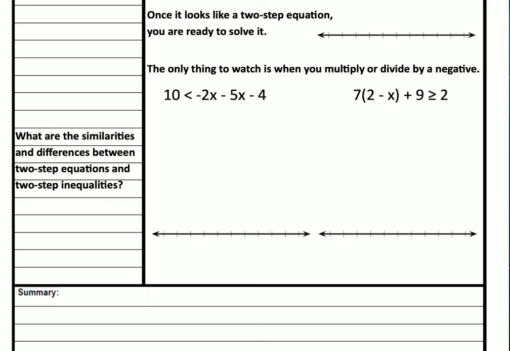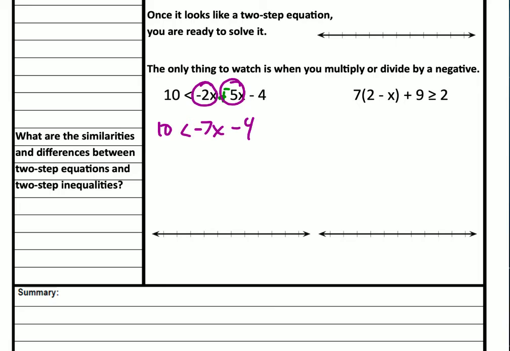So in the first one, we see 10 is less than negative 2x minus 5x minus 4. So we have too many terms there, too many pieces, so we need to do some combining. I want to combine the 2x and the 5x, but remember, subtracting and negatives aren't going to get along very well. So when we're combining like terms, we want to make it into adding the opposite. So I have a negative 2x and a negative 5x. Those are both like terms because they have the same variables, and that gives me negative 7x. The minus 4 just hangs out.